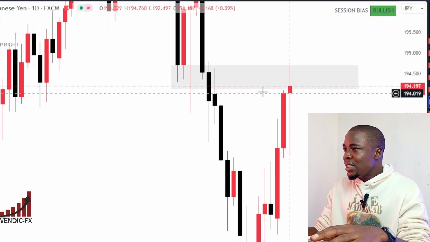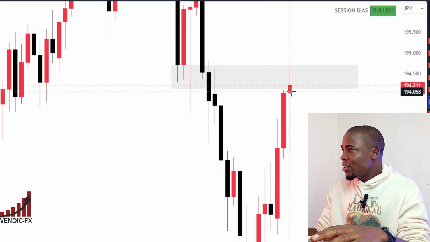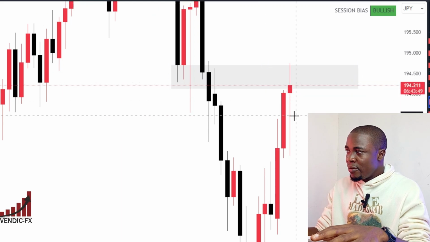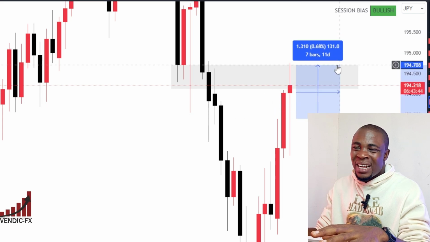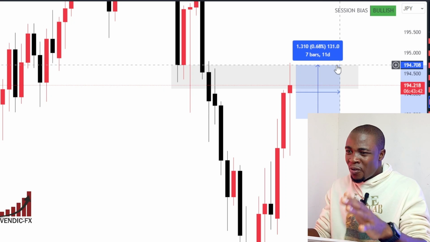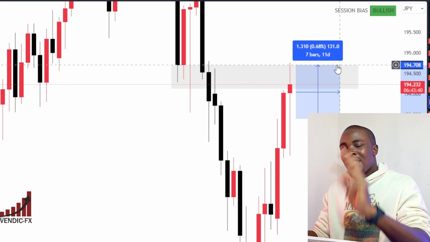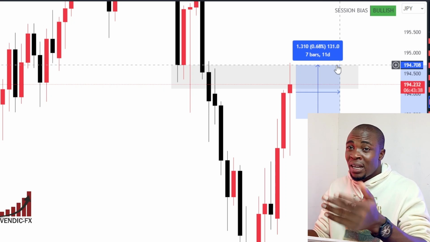But I was expecting this move. So if you calculate from the opening price, because I got in lower, I think around here, to where the market has reached today, that's 130 something pips, more than enough. So I was expecting like two 30-minute candles to give me my TP, and then I would go out.